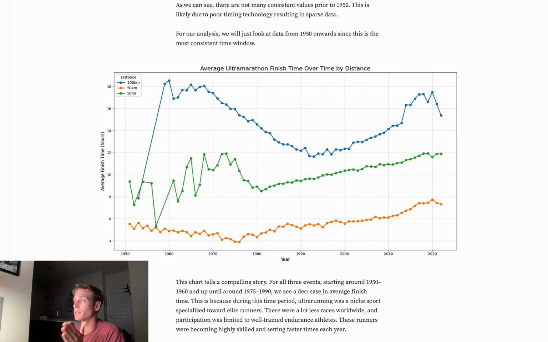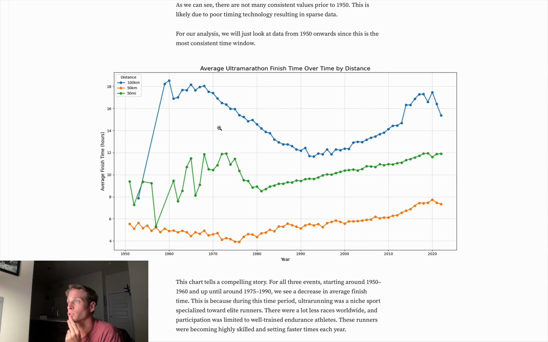If we just look at 1950 to 2020, we see that times are decreasing from around 1960 through 1970, 1980, 1990. And the reason that happens is because these elite athletes are very specialized, and ultramarathon running is only really available for these qualified elite individuals who have the resources to take part. And so year after year, they're getting stronger and they're getting faster.